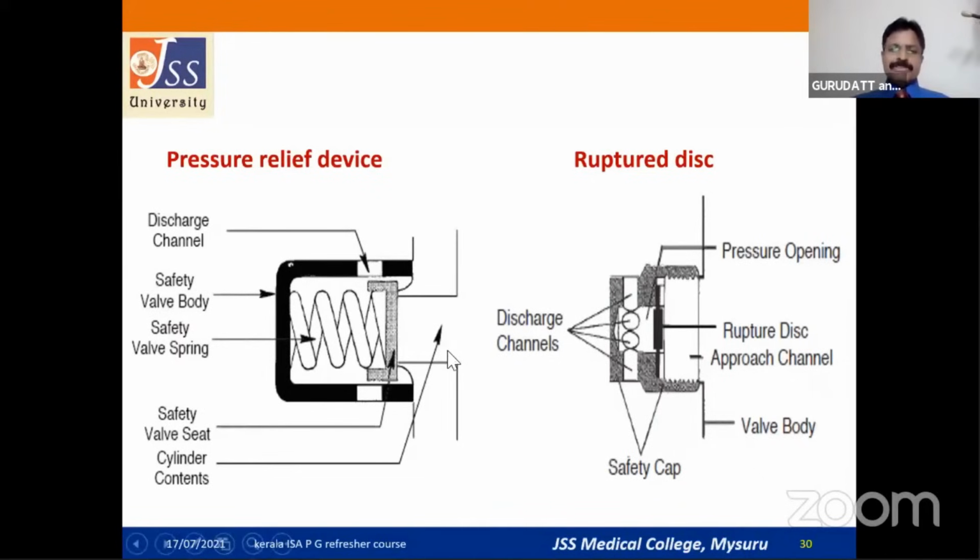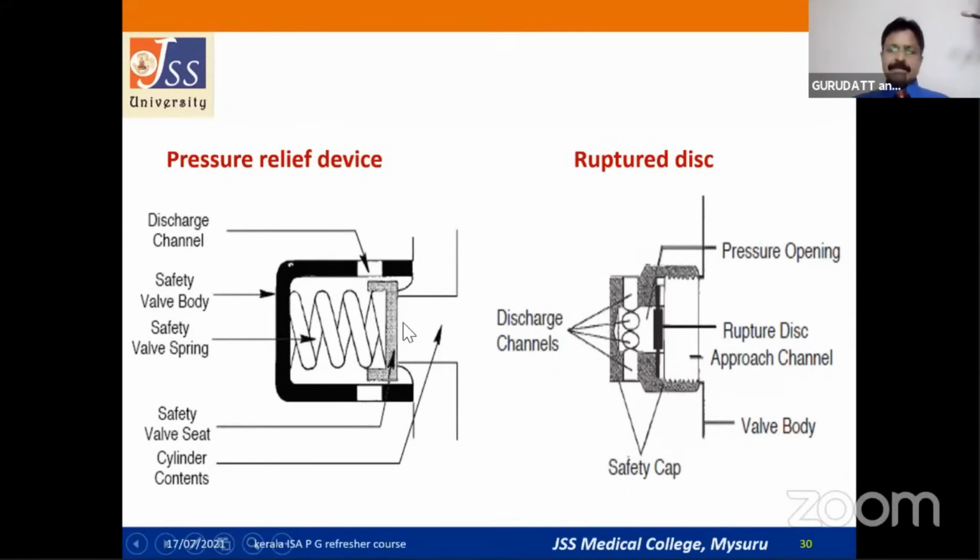Once the pressure inside the cylinder comes back to the normal pressure, the disc or the valve seat comes back to its original position and closes the discharge channel. So this type of pressure relief device is called a closable pressure relief device. But why is this usually not popular at all?